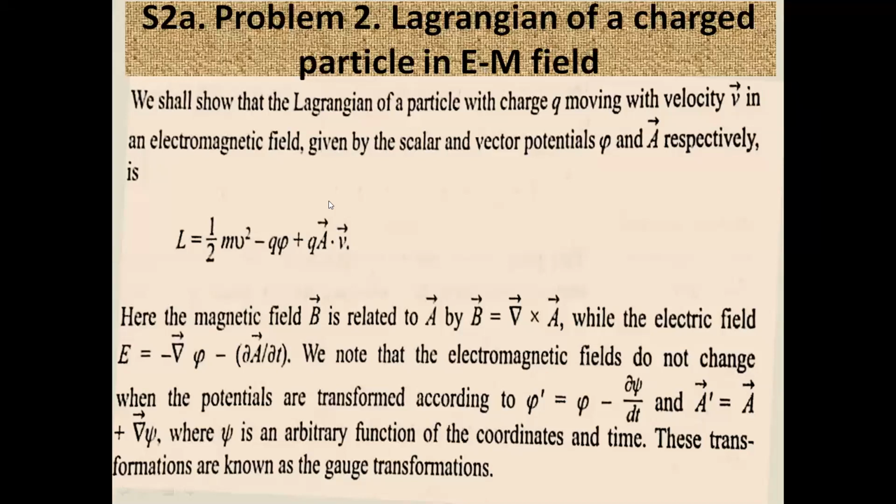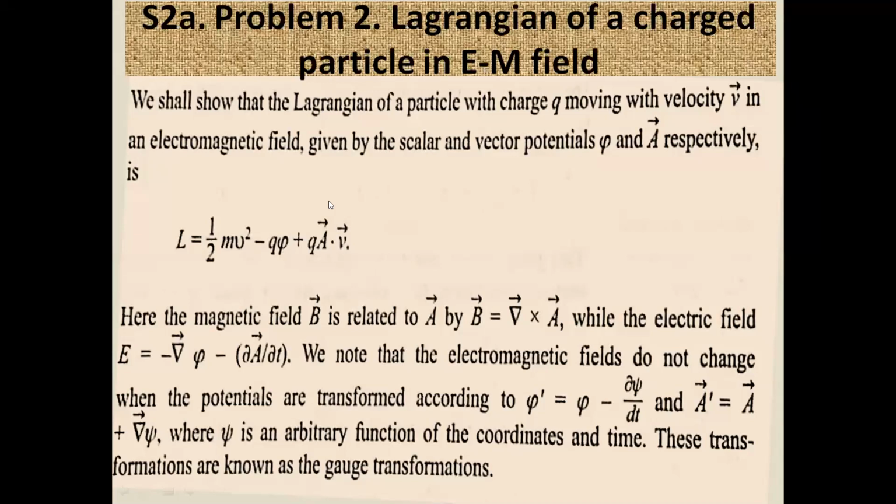So one sees that if the scalar potential phi goes to phi dash equal phi minus del psi del t, and A goes to A dash equal A plus gradient of psi, psi being an arbitrary function of coordinate and time, then nothing changes, the field doesn't change. So these kind of transformations are called gauge transformation.